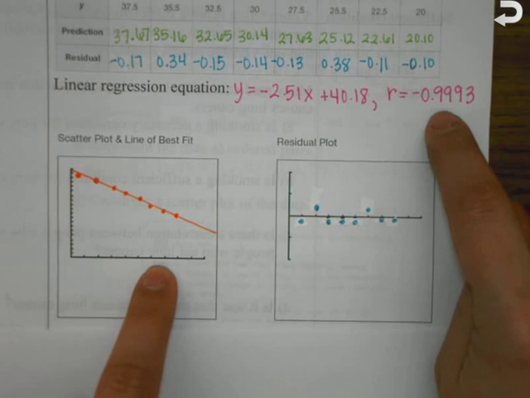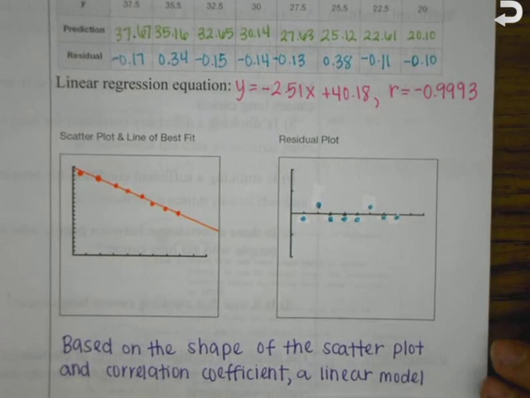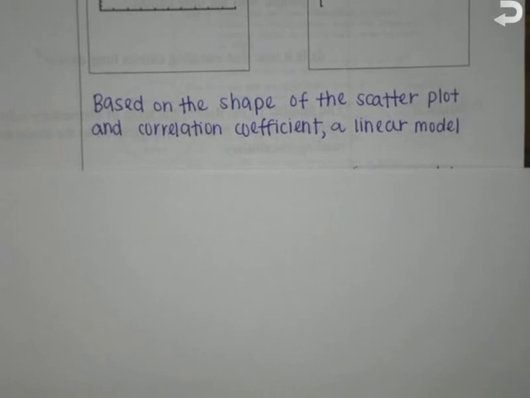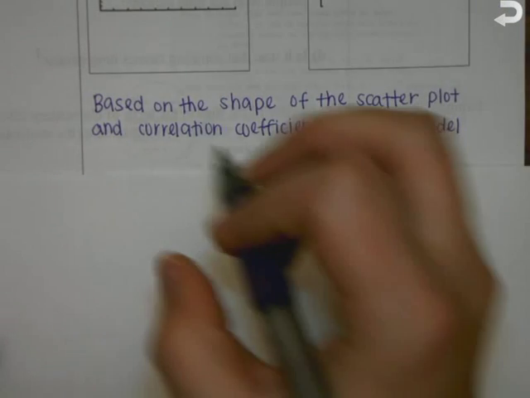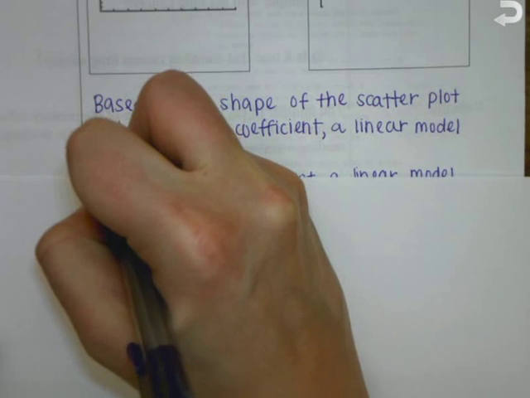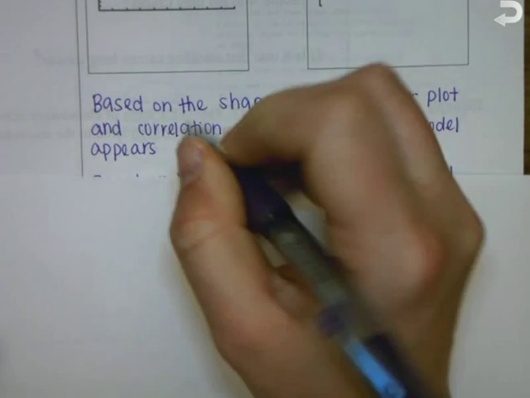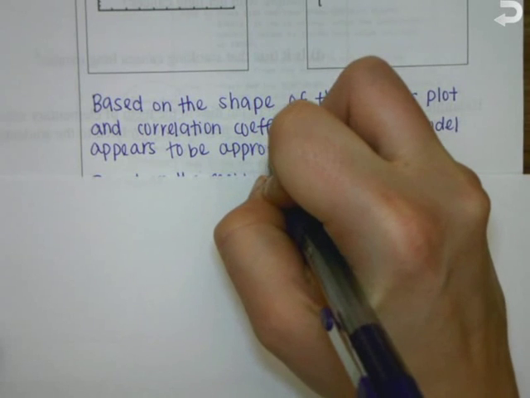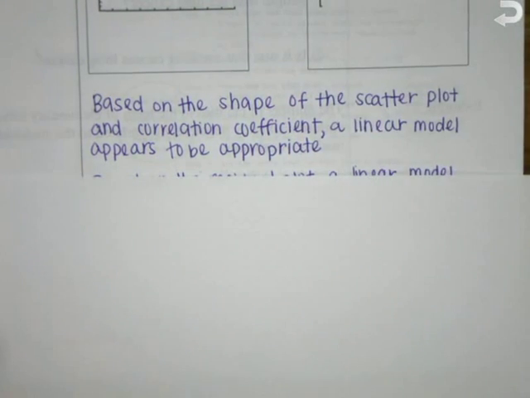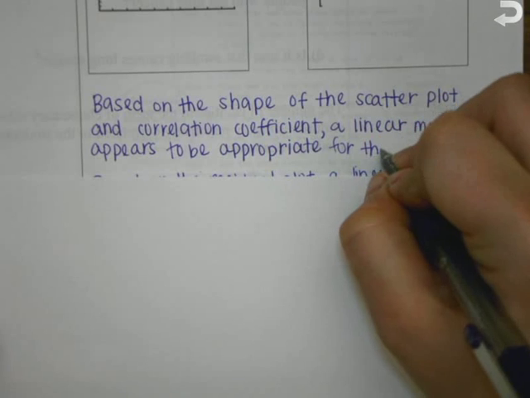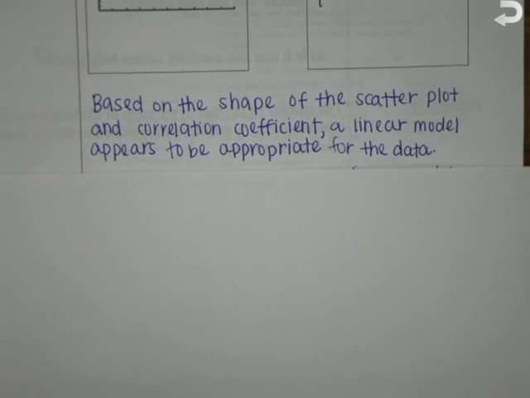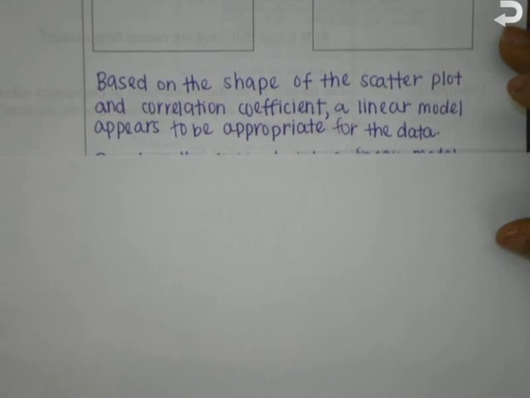Yes, so I want you to write that. Based on the shape of the scatter plot and correlation coefficient, a linear model, and then we decided seems appropriate. So let's say appears appropriate for the data. So I always want you to look at just the actual information that was given first. So our scatter plot and our correlation coefficient. So based on that, the linear model does seem appropriate.